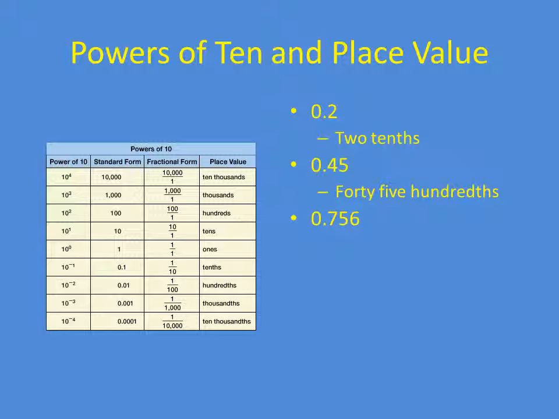The next one has 3 digits behind the decimal. Going back to my chart, when I have 3 digits behind the decimal, I am in the thousandths place. And basically, when I say these numbers, I look at the last digit behind the decimal. In this case, it's going to be 6, and that's my place value. So that 6 is in the thousandths place, so I've got 756 thousandths.